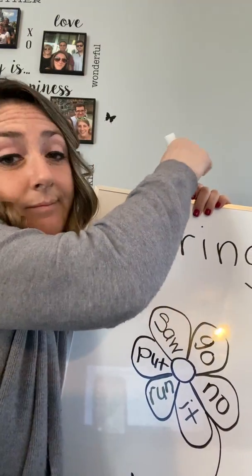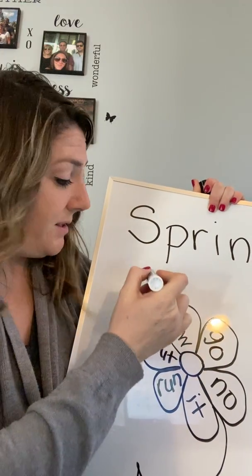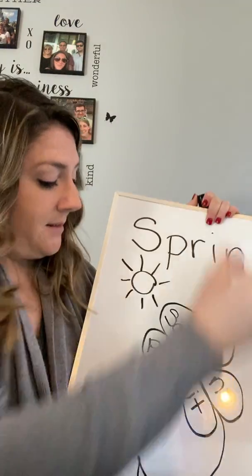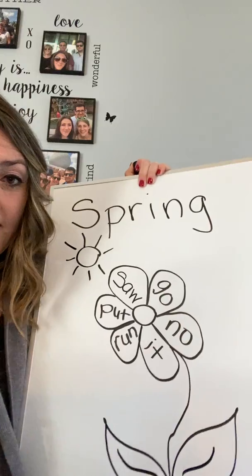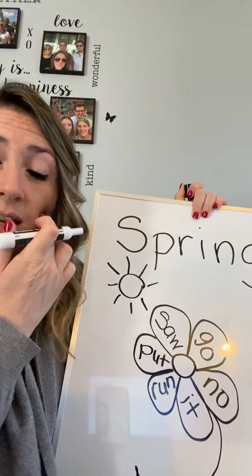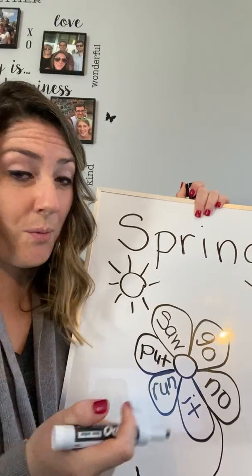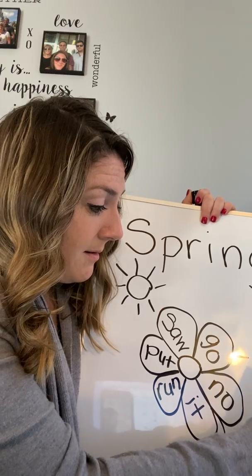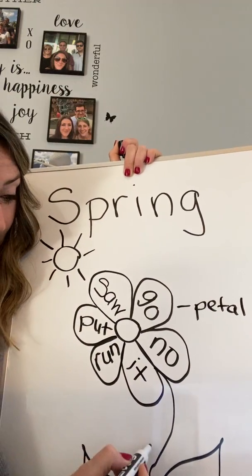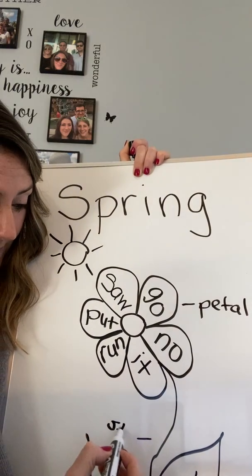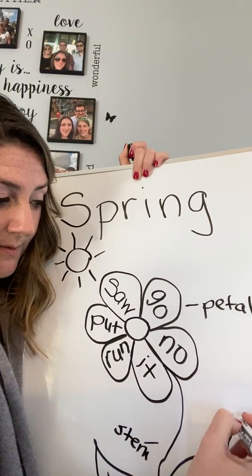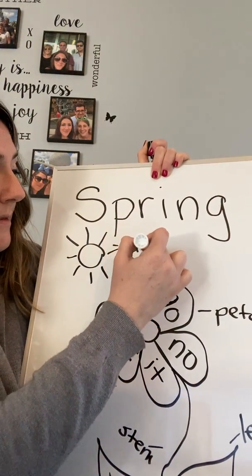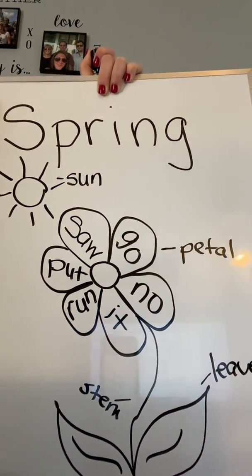And then I'm going to decorate my flower because I want this to be a beautiful spring picture. And actually, I'm going to label my picture just for fun because we just did the parts of a plant. So I know that this is my petal, my stem, my leaves, and I know that this is the sun. So there's a lot of stuff I can label on my picture.